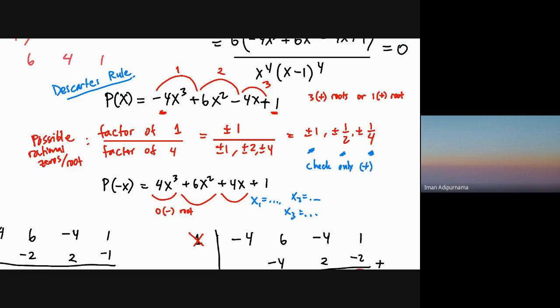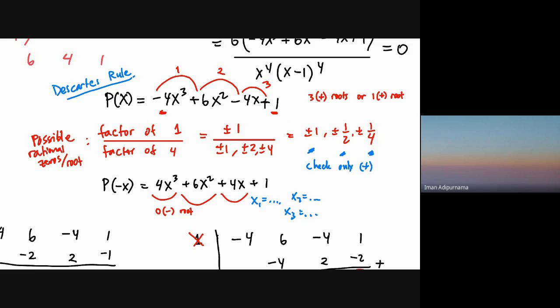We have 1, 2, 3. We have 3 variations, right? Three changes in sign here. That means there will be 3 positive roots or 1 positive root. You need to subtract 2. So if you have, say, 5 positive roots in a higher degree polynomial, then 5 or 3 or 1. You need to minus 2, minus 2, minus 2.